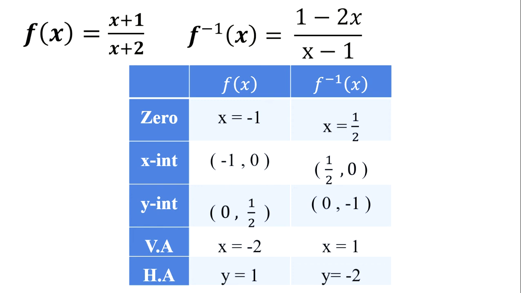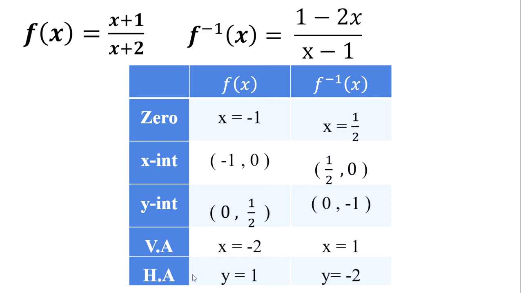Okay, notice that the x-intercept and the y-intercept, they are just the inverse. As you can see, the x-intercept of the function is -1, 0, while for the inverse, that's 0, -1, the y-intercept. Same with the y-intercept of the function 0, 1 half. It is the x-intercept of the inverse, 1 half, 0.